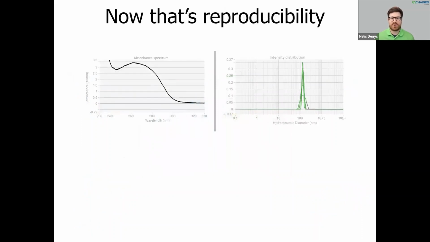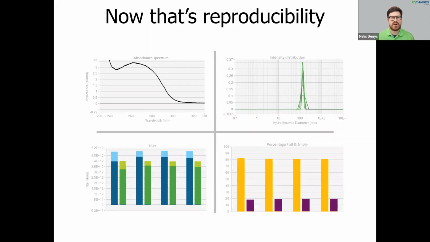So here we're looking at replicates of the same lot of adenovirus 5. It's almost impossible to see, but on the top left, those are actually 4 overlaying absorbance spectra. And on the right, the 4 overlaying intensity distributions from DLS are shown. Stunner will take all that information that it just gathered and generate those titer graphs that we just talked about. So that will show you 4 very reproducible results. And the % full is portrayed on the bottom right in the yellow bar chart, while purple is a % empty, which is basically 100 minus % full.